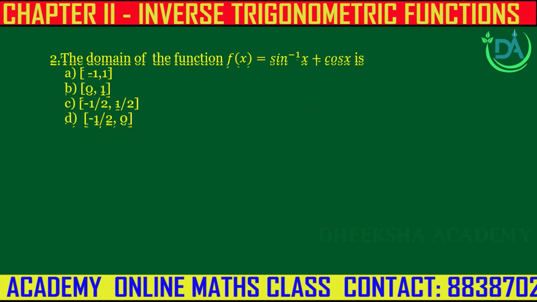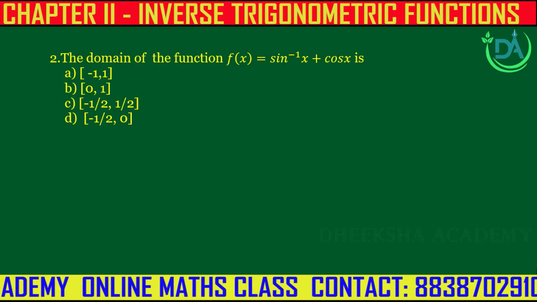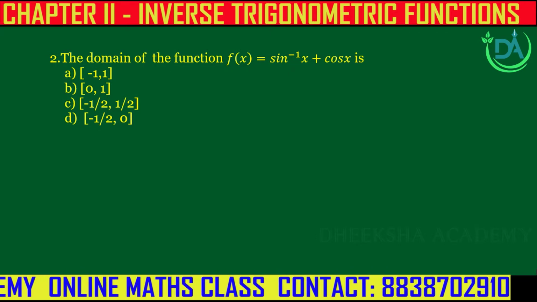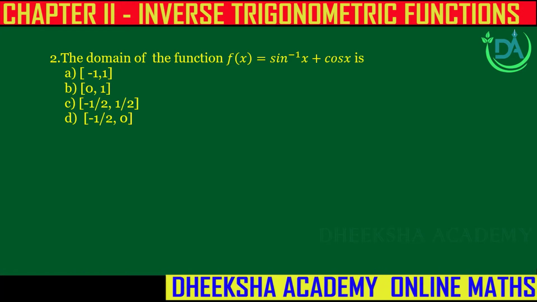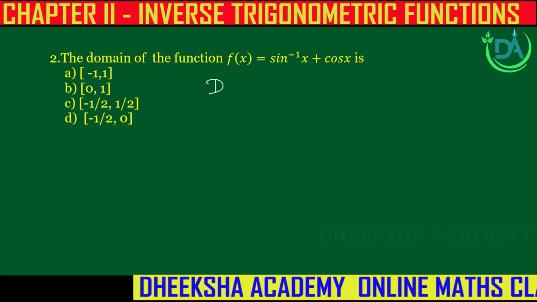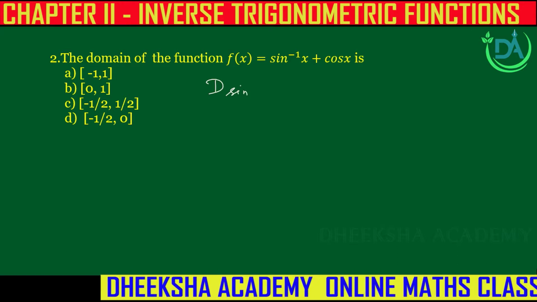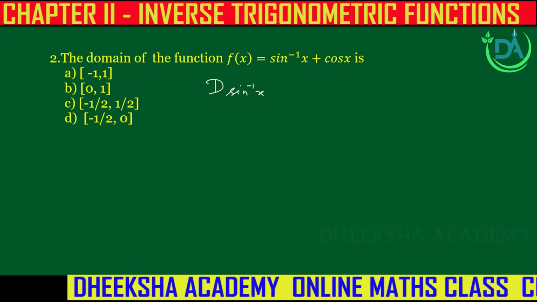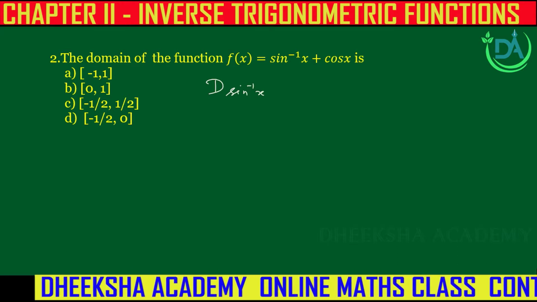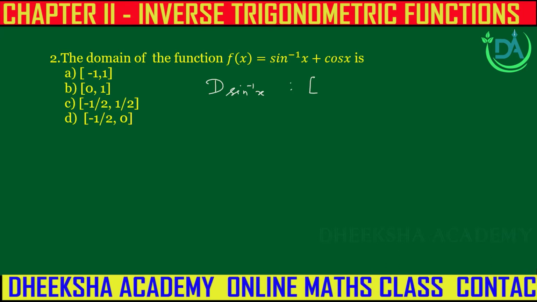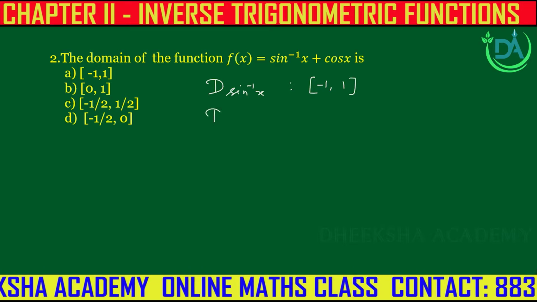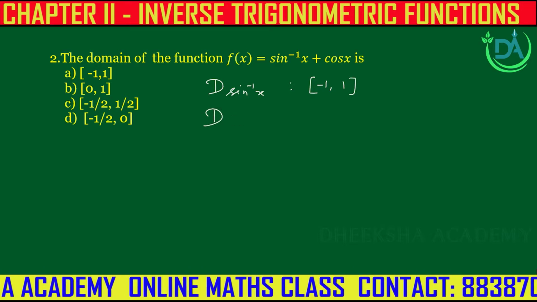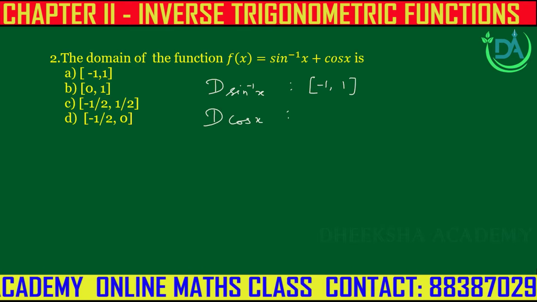Second question, the domain of the function f of x is equal to sine inverse x plus cos x. So the domain of sine inverse x is a closed interval minus 1 comma 1. The domain of cos x is the set of all real numbers.